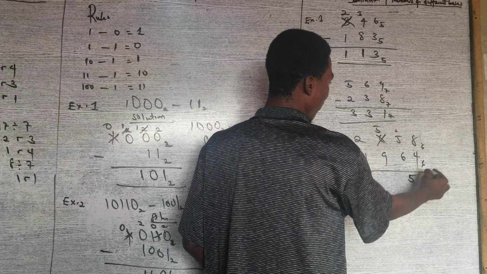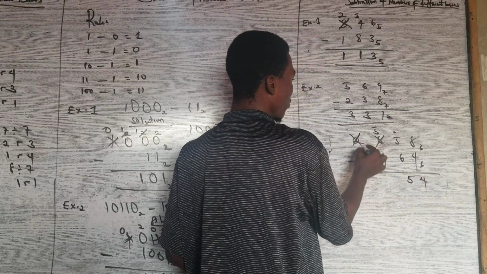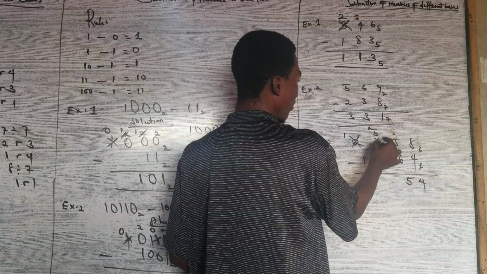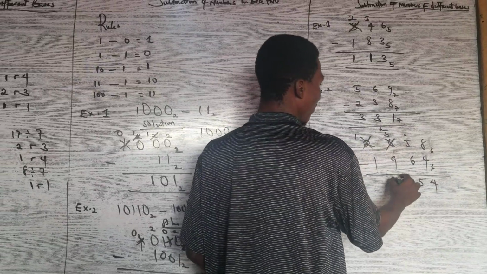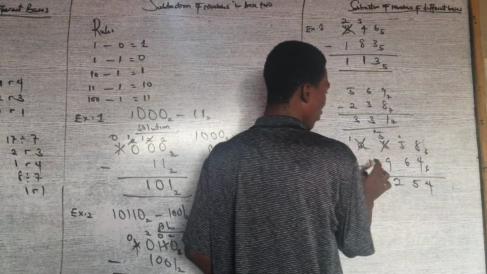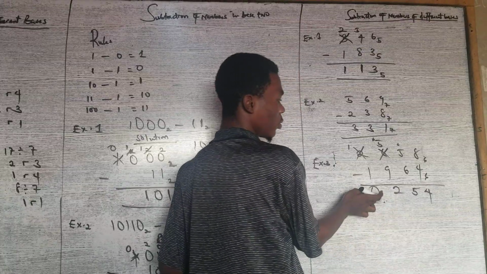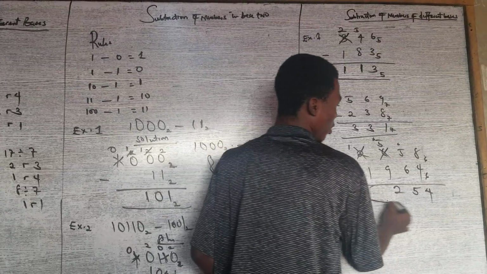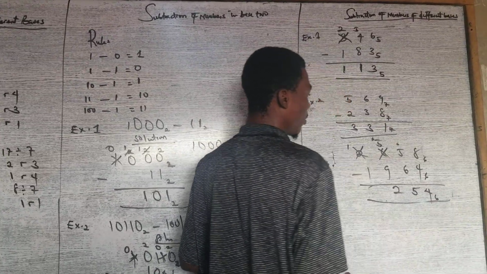I'll be having 5. 5 minus 9 is impossible. Borrow from 2, it changes to 1. Then here becomes 6. 6 plus 5, 11. 11 minus 9, what will I have here? That's 2. 1 minus 1, that's what? That's 0. So we don't need to put this 0 there. So we are just going to have them in base 6.